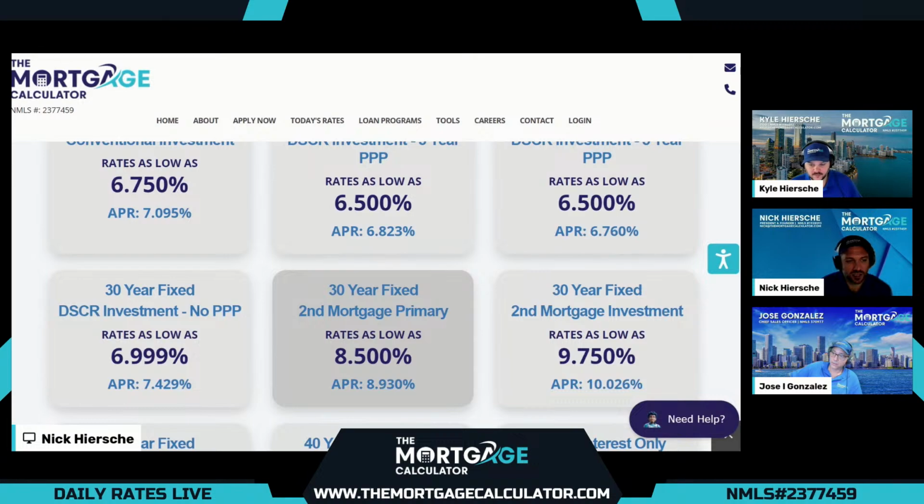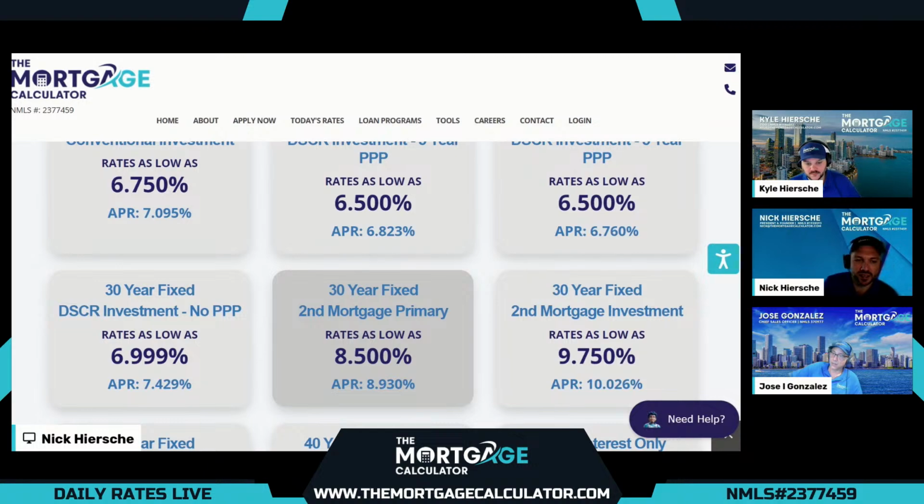And our final two demos, second mortgages for our borrowers that have a low rate first mortgage and do not want to use a HELOC. So these are fixed rate second mortgages for a primary home. Don't have to use a HELOC or adjustable rate mortgage. So much lower rates, as low as 8.5, final APR 8.930.